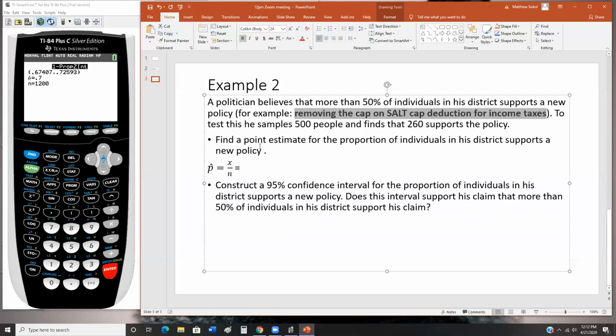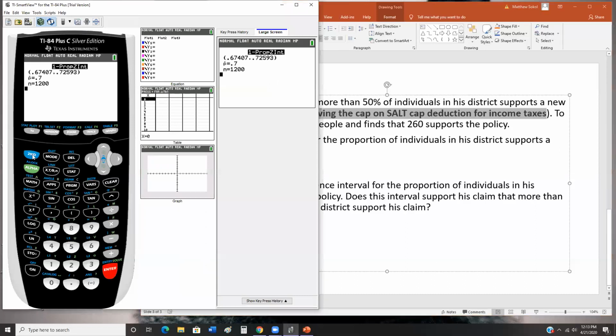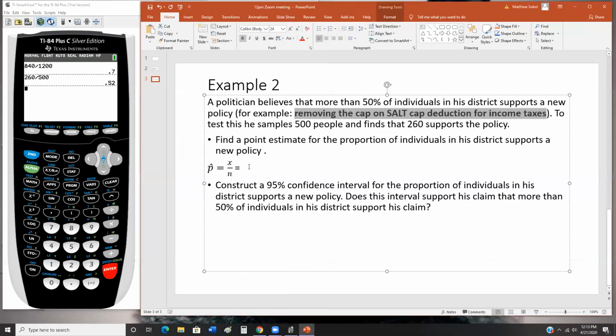So the first thing we want to do is find a point estimate for the proportion of individuals in his district that support this new policy. All right, well, that's just your p-hat. So you take the 260 people who support removing the cap, divide it by the 500 people, and we see that it's 0.52. So what this is saying is 52% of people support this policy. Okay, is that 52% greater than 50%?